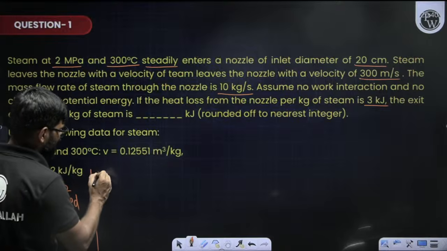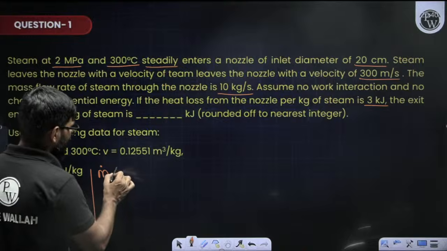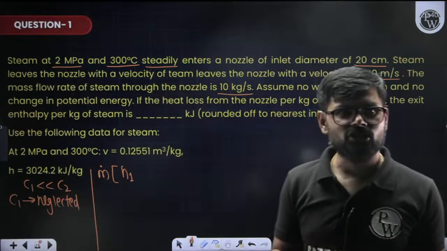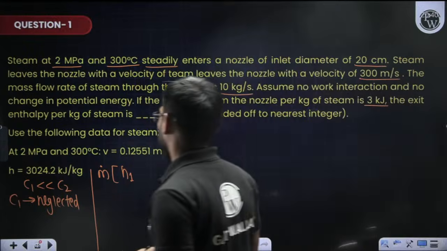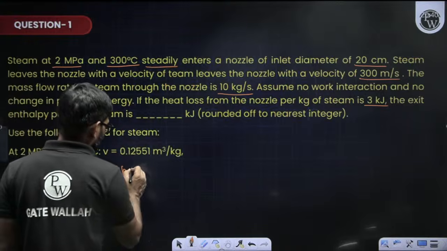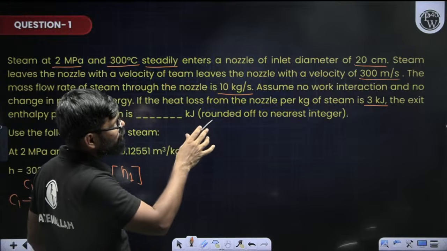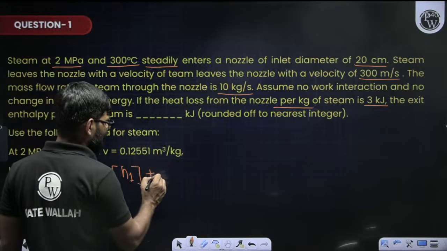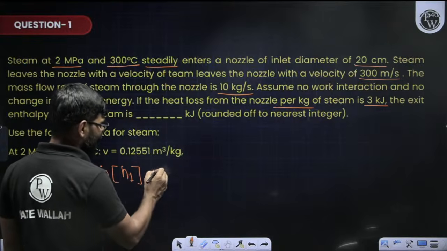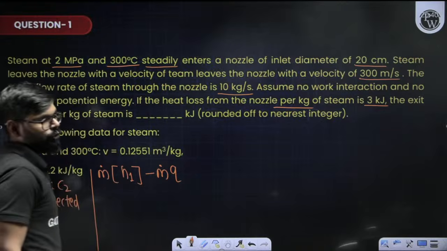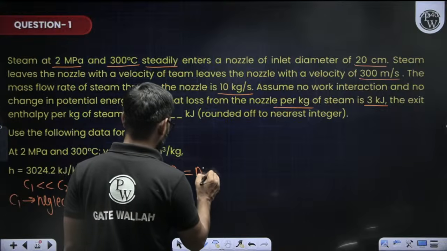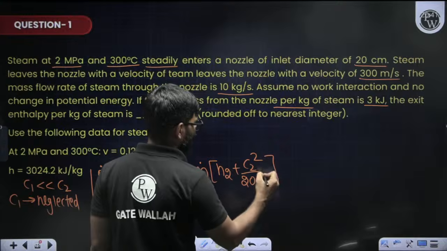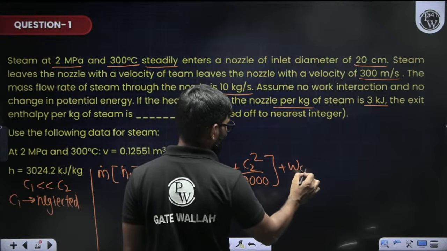If I apply the steady flow energy equation, m dot, the mass flow rate, is given as 10 kg per second, into H1. No need of writing C1 square by 2000 because initial velocity is not given, so we assume 0 here, and potential energy you have to neglect anyhow. Plus q dot: the heat loss from the nozzle is 3 kilojoule per kg. Heat is rejected, so minus m dot into q, is equal to m dot into H2 plus C2 square by 2000. Z we neglect, and W control volume dot is also 0.